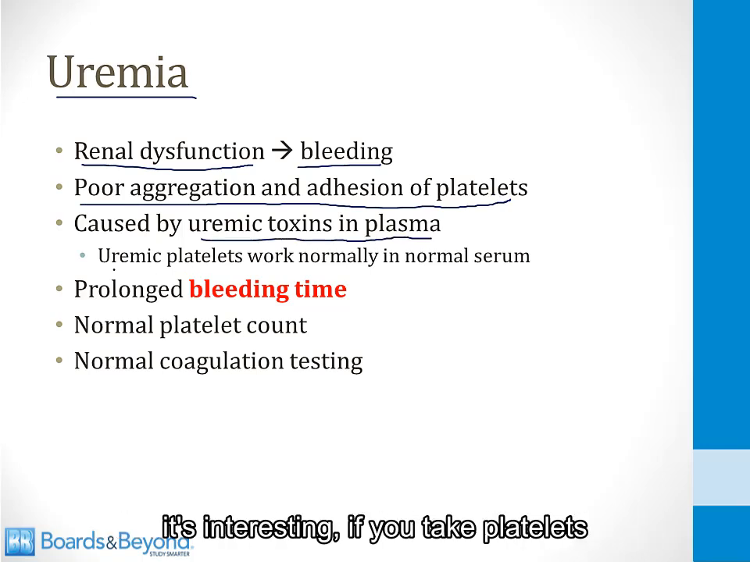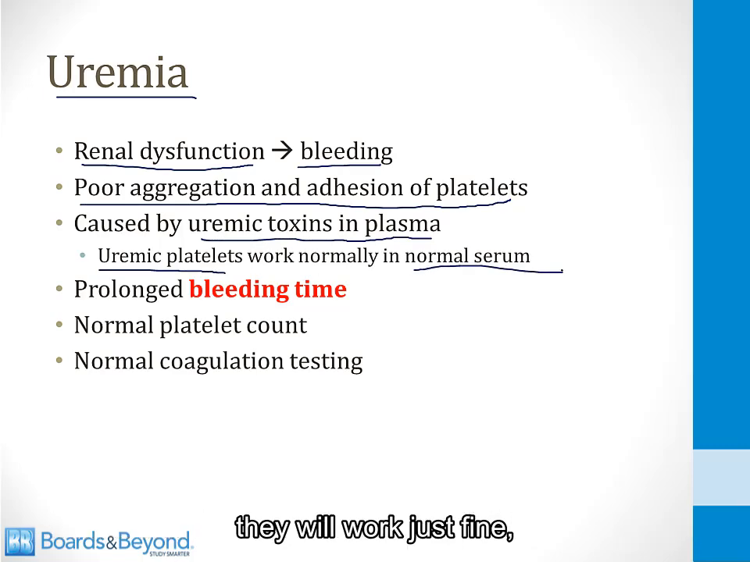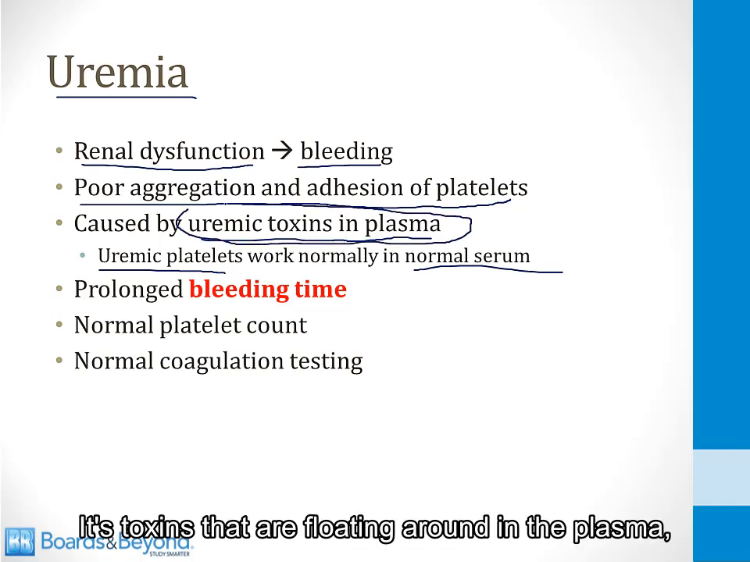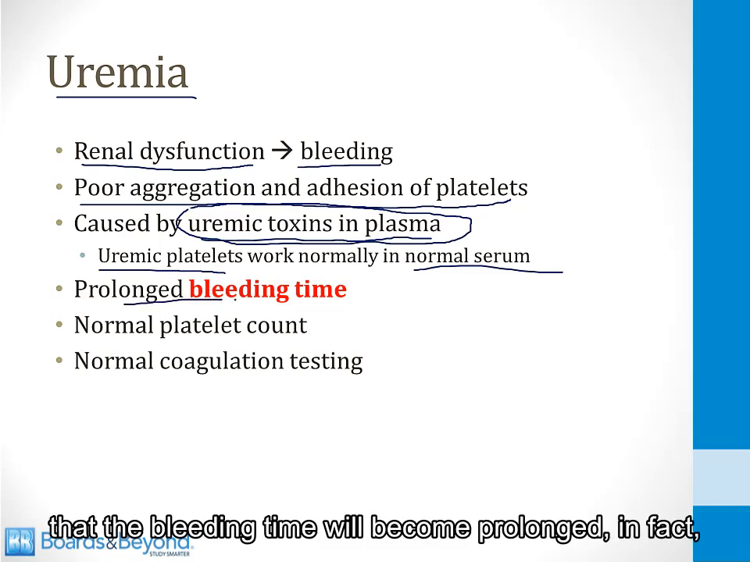It's interesting, if you take platelets from a uremic patient and put them in normal serum, they will work just fine. The problem is not the platelets themselves, it's toxins that are floating around in the plasma. Exactly which toxins and how this happens is not well understood. But the result will be that the bleeding time will become prolonged.